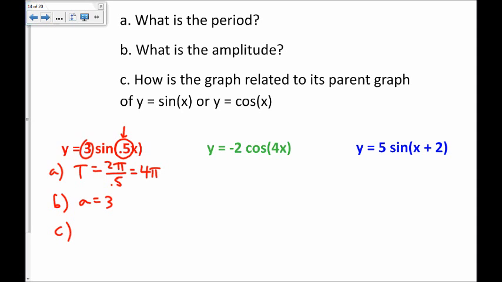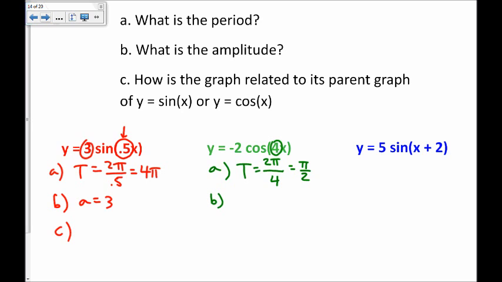And C, how is this related to the parent function of sine of x? I'll just say verbally, in that it's been vertically stretched by a factor of 3, or has an amplitude of 3, and has been horizontally stretched by a factor of 2, and therefore has a period of 4 pi. Second one, what is the period of this function? Again, T is equal to 2 pi, because 2 pi is the general period of the cosine graph, divided by this number, 4, which simplifies to be pi halves. So every pi halves, this graph will begin to repeat itself.